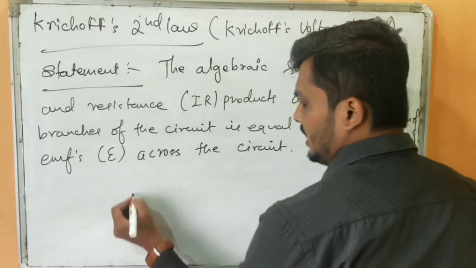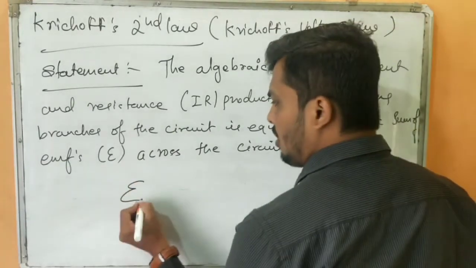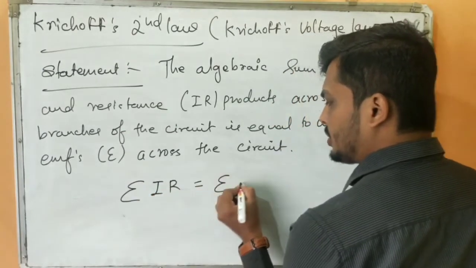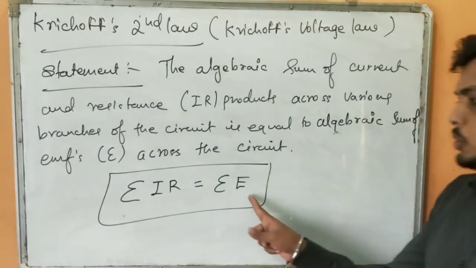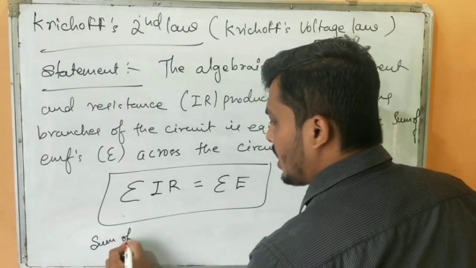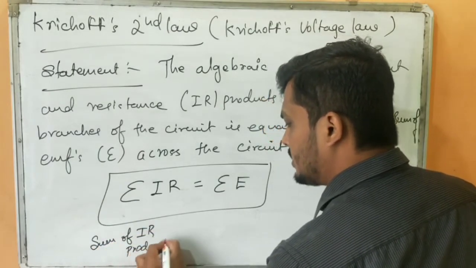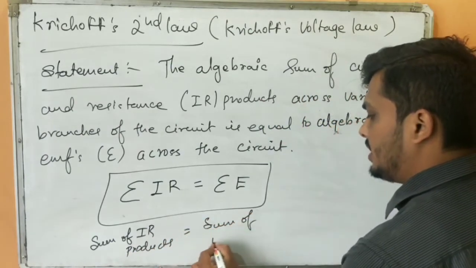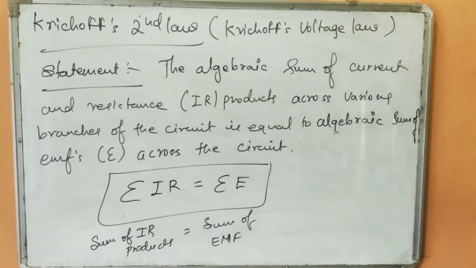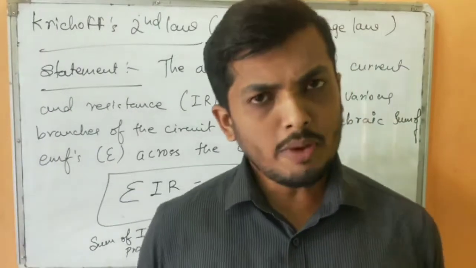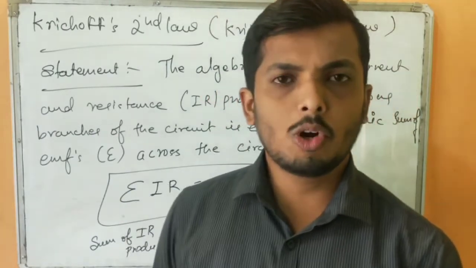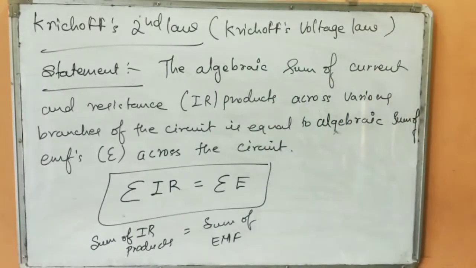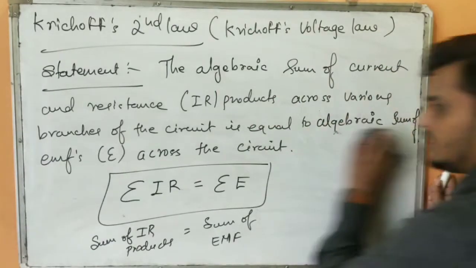So in general, what I can write is: summation of IR is equal to summation of EMF. The sum of the IR products will be equal to the sum of the EMF. We'll try to understand it in a better way. Please note down the statement so that I can explain it. I have so many conductors, and they will have their different IR products. These IR products will be equal to the sum of the EMFs present in that circuit. Is that clear?